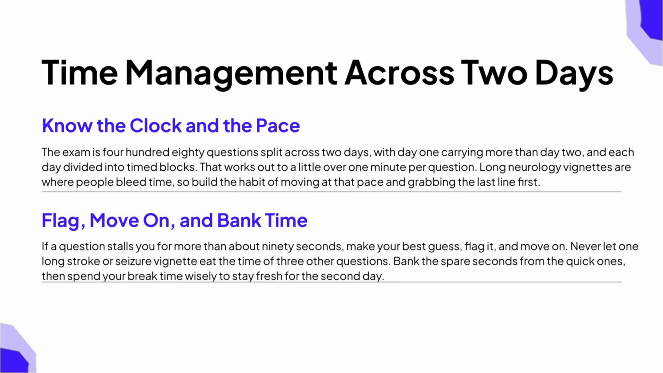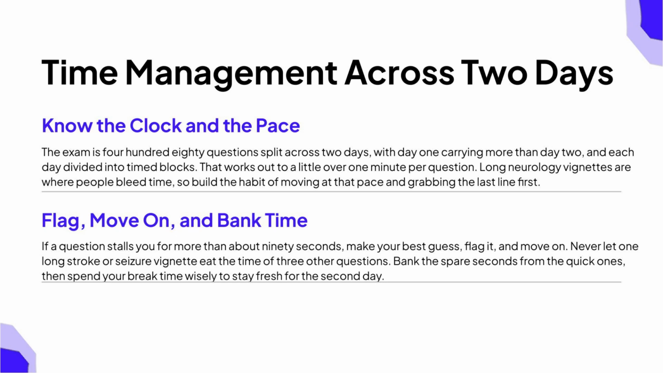Let us talk about time management, because this exam is a 2-day marathon, and pacing is where many strong test takers lose points. There are 480 questions in total spread across 2 days, with day 1 carrying more questions than day 2, and each day broken into timed blocks. That gives you a little over 1 minute per question on average.